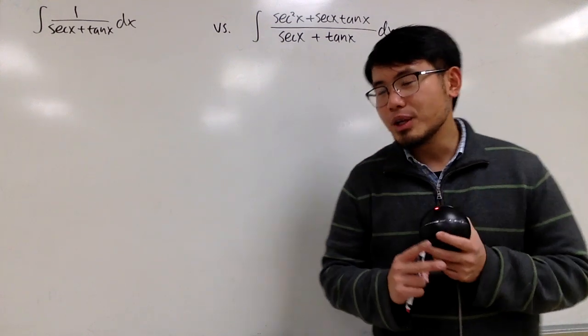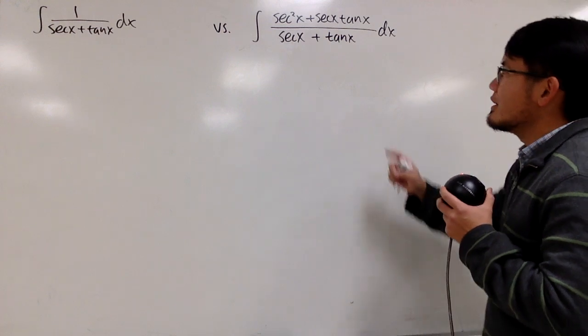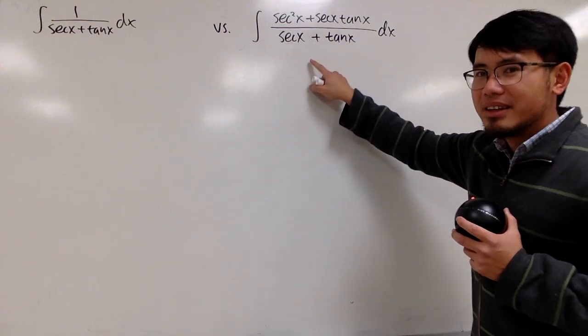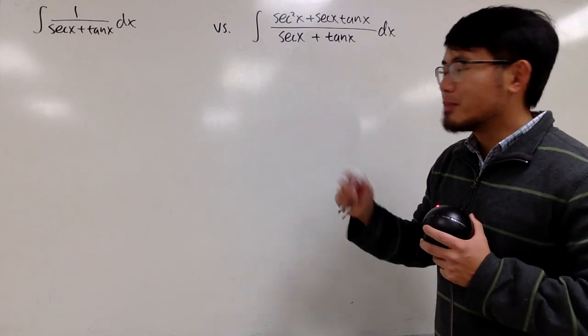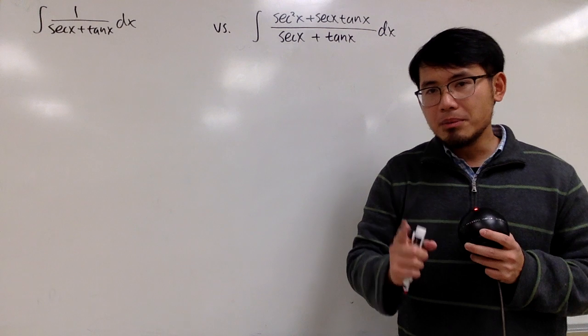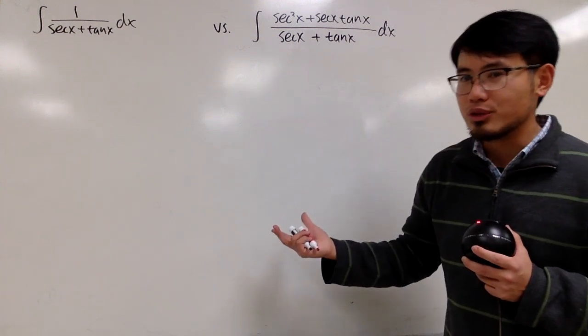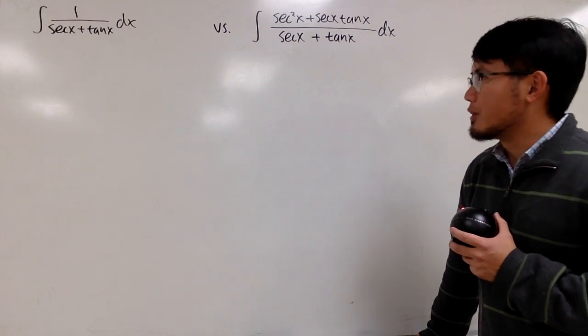Okay, let's talk about these two integrals. The first one is the integral of 1 over secant x plus tangent x. And for the second one, we have this on the top, and the denominator is still the same. Well, think about it. Which one's actually easier? And also, keep in mind, you should pause the video and try these two questions first before you watch the solution, alright? But anyway, let's take a look right here.